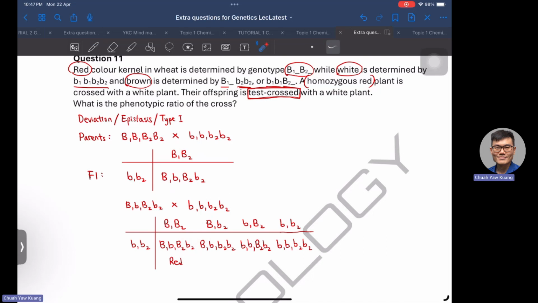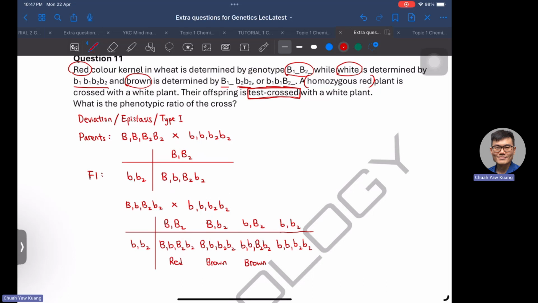Then the second one has at least one B1 and two recessive B2, so that means they are brown in color. Then the third one has at least one B2 and two recessive B1. So again, this is also brown in color, so we will put brown.